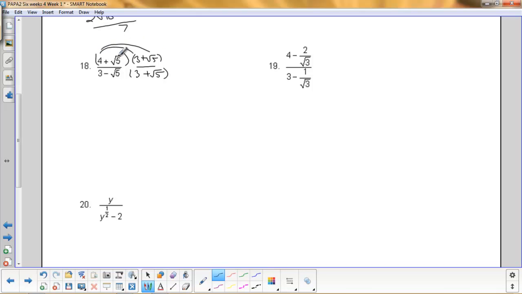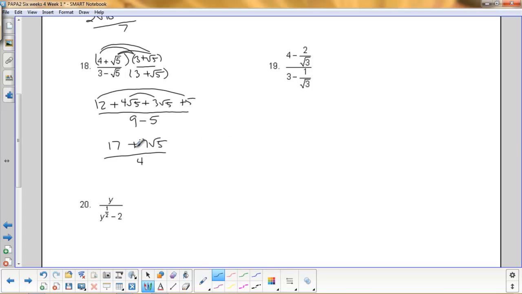Now I've got two binomials that we're going to use FOIL or distribution on, and we're going to get 12 plus 4 root 5 plus 3 root 5 plus 5, divided by 9, 3 squared, minus the square root of 5 squared, which is 5. And now combining like terms, the 12 and the 5 gives me 17, plus 7 root 5, and that's going to be over 4. Cannot simplify because there is not a common factor between the three whole numbers, so we're going to leave it like that.